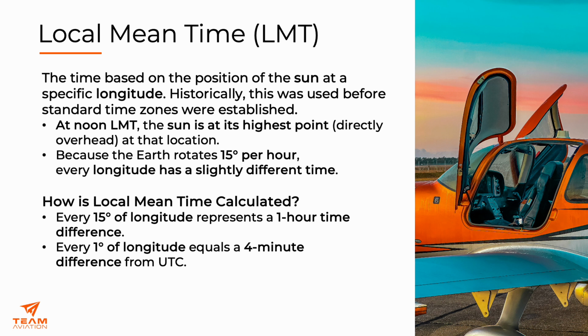How is local mean time calculated? Every 15 degrees of longitude represents a 1 hour difference. Every 1 degree of longitude equals a 4-minute difference from Universal Coordinated Time, UTC. Understanding LMT helps us see why time zones were necessary for global consistency. Up next, we'll explore how time zones work and their importance in aviation.